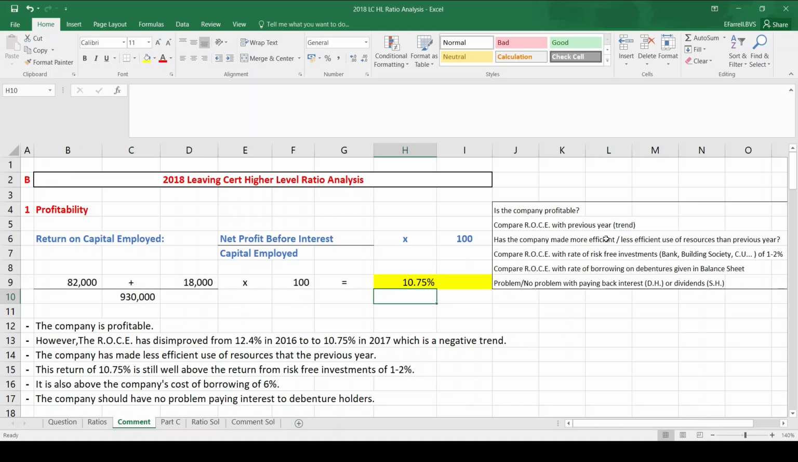Now, again, I have questions that I use here to help guide my answers, so I'm just going to try and answer these questions here. But first of all, the company is profitable. It's 10.75%. If it's making over 7, 8, 9%, I suppose the company is profitable. However, there's three things I would always compare it to: the previous year, the rate of return on risk-free investments like banks, building societies and credit unions, and the rate of borrowing on debentures. And we'll talk about those three things in a minute.